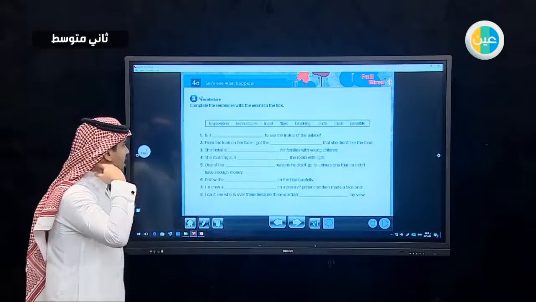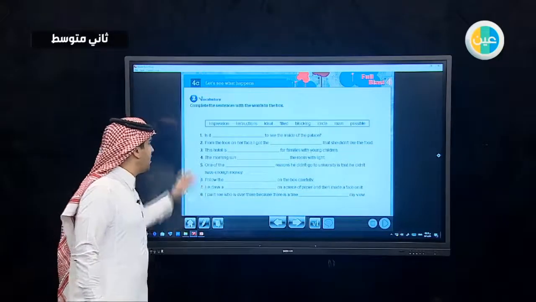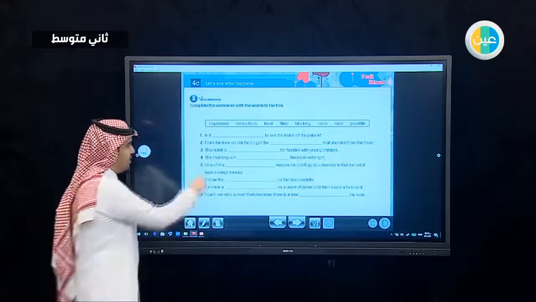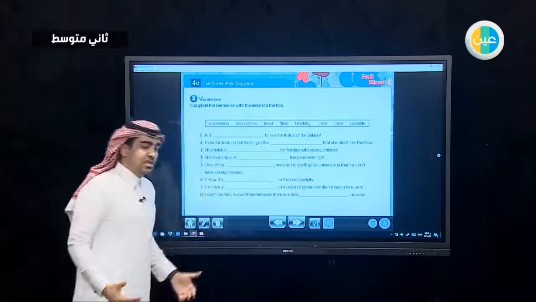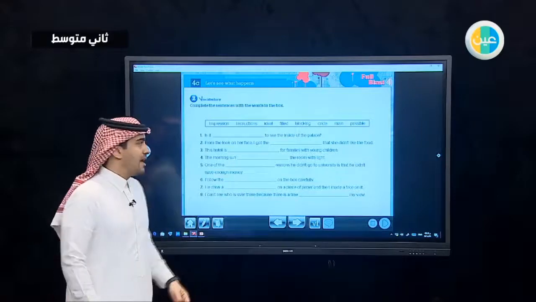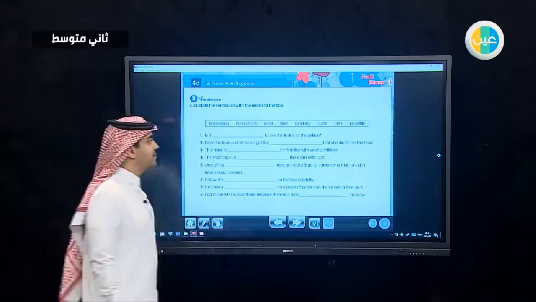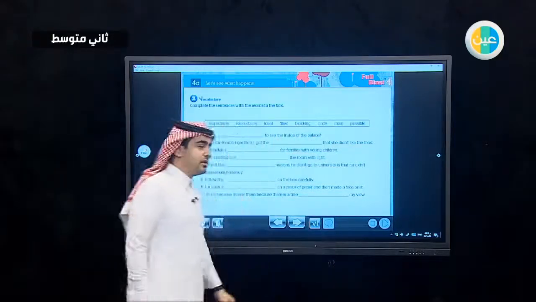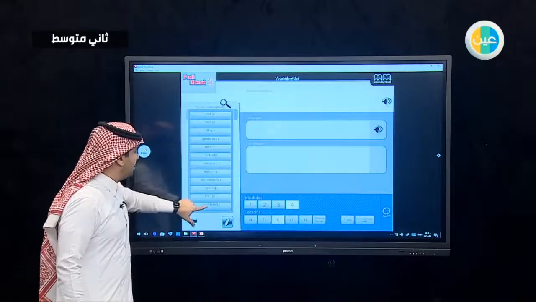We have 1 to 8. I don't think we have enough time, but we will try to do as many as possible. Number 1, is it blank to see the inside of the palace? This is someone asking for permission. He wants to see the inside of the palace. So he is asking, is there a way to see the inside of the palace? So we could use, let's take a look at the word possible. The word possible is an adjective.